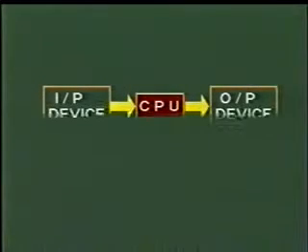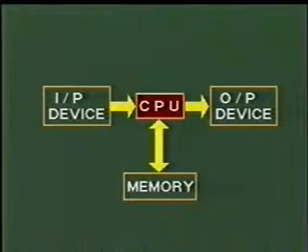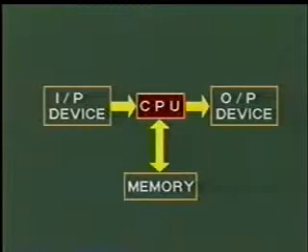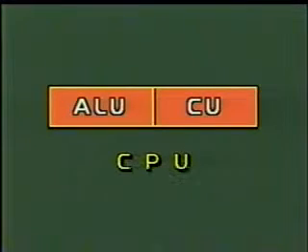This is the block diagram of a computer. It has a central processing unit, input device, output device, and the memory. CPU is the heart of a computer. Basically, CPU has two units, arithmetic logic unit and control unit inside it.